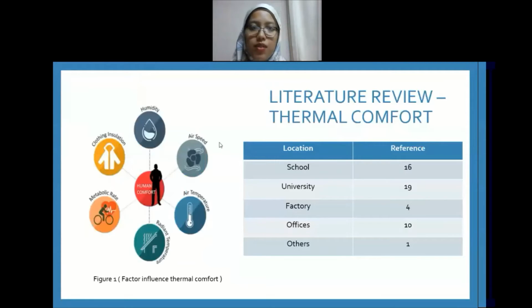As for the literature review of thermal comfort, I have found several references from various sources. There are 16 references for school, 19 for university, 4 for factory, 10 for offices, and 1 for others, which is thermal comfort in a car. Based on figure 1, there are 6 parameters that influence thermal comfort, which are metabolic rate, clothing insulation, humidity, air speed, air temperature, and radiant temperature.